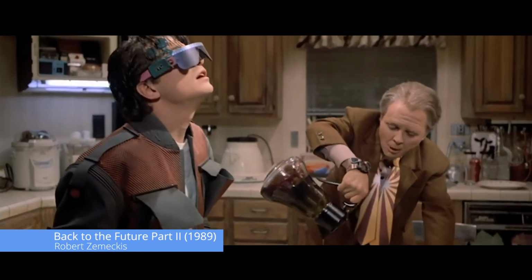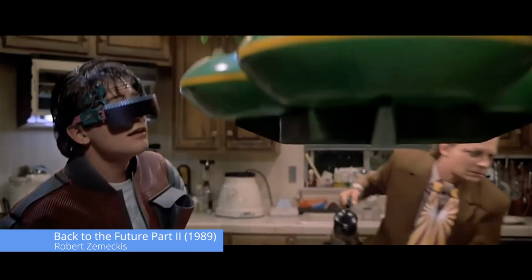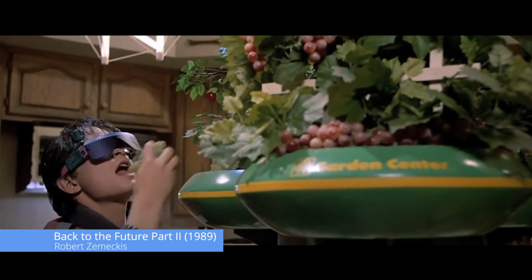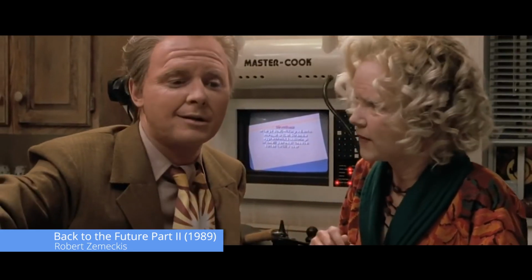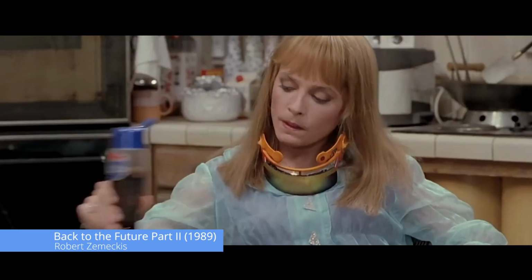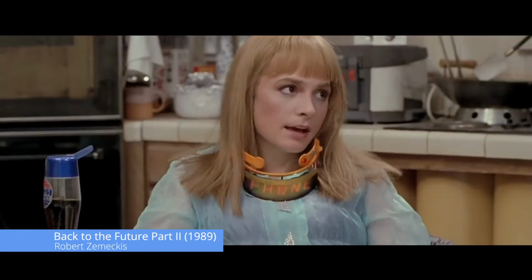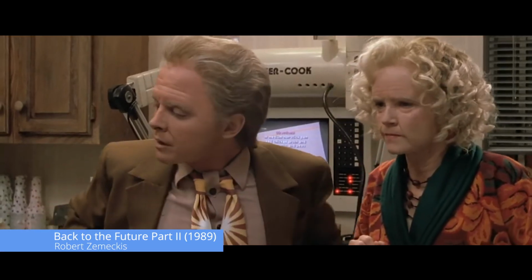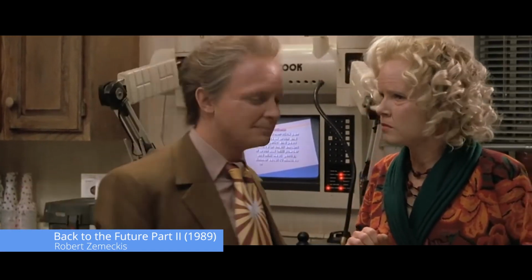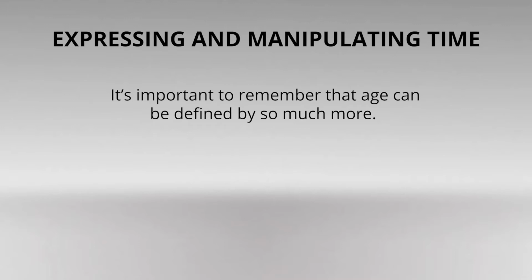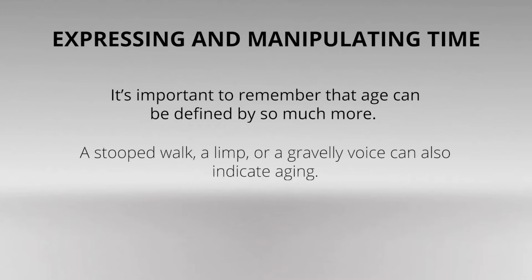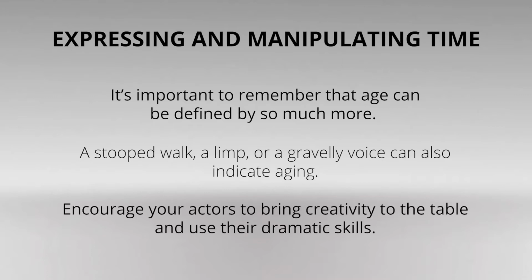Let's examine them briefly. When you're looking for ways to compress time, you can show a character has aged years by altering their hair, makeup, and wardrobe. When you're using baby or child actors that are replaced by adult actors, you may have to incorporate the character's name into the dialogue if the resemblance is not uncanny. Many films will use makeup and hair color to age an actor, but as a director, it's important to remember that age can be defined by so much more. A stooped walk, a limp, or a gravelly voice can also indicate aging. Encourage your actors to bring creativity to the table and use their dramatic skills.